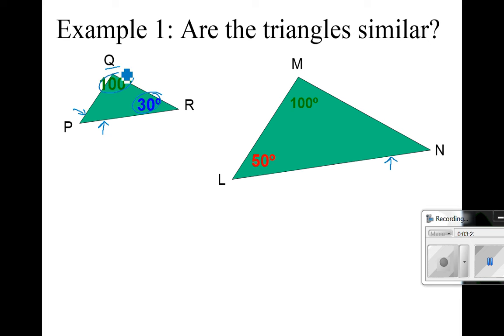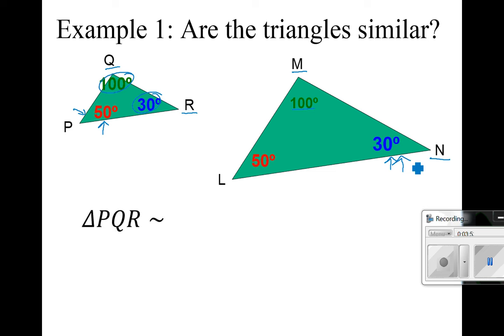Q corresponds with M. They're both 100 degrees. R corresponds with N. We know it doesn't correspond with L because it's not the same measurement. So we know this has to be 30 degrees. So that's another way we can fill in our angle measurements. So now looking at these triangles, the corresponding angles are congruent to one another, so we can determine that they are similar triangles. So we're going to write our answer.